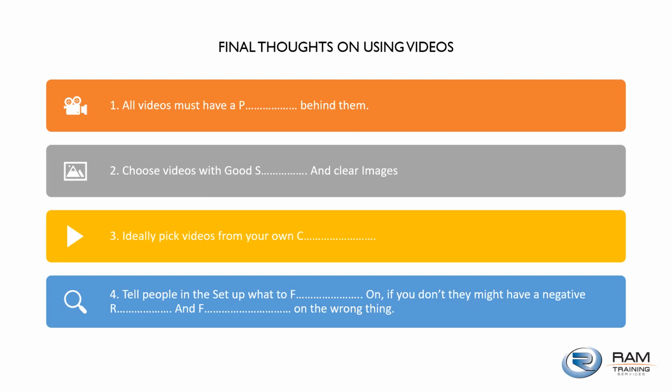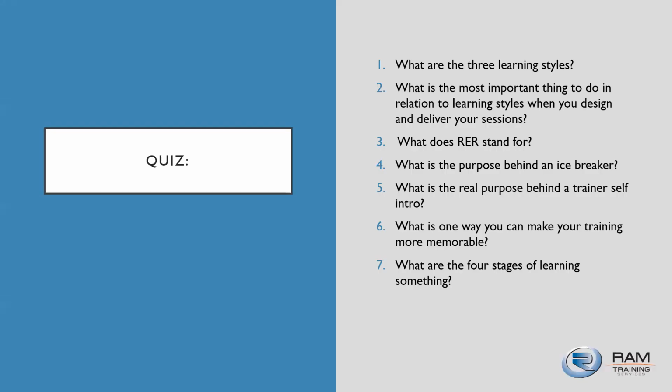So now let's wrap up our session with a bit of a quiz. Number one, what are the 3 learning styles? Hopefully you wrote those down. Number two, what is the most important thing to do in relation to learning styles when you design and deliver your sessions? Number three, what does RER stand for? Hopefully you remember that. Number four is, what's the purpose behind an icebreaker? Number five, what is the real purpose behind a trainer self-intro? Number six, what is one way you can make your training more memorable? And number seven, what are the 4 stages of learning something?